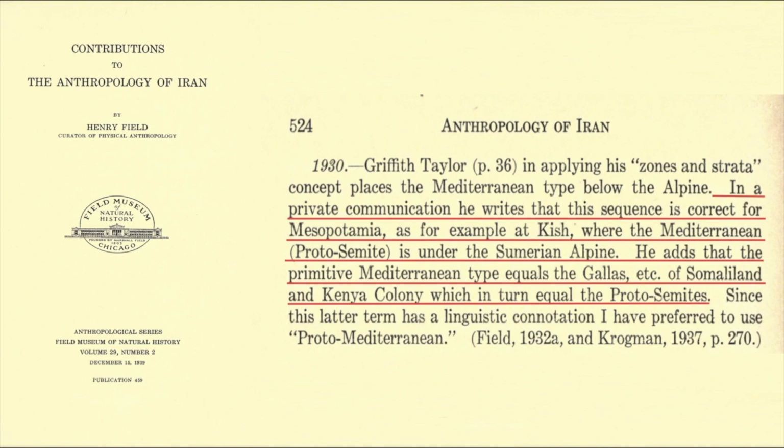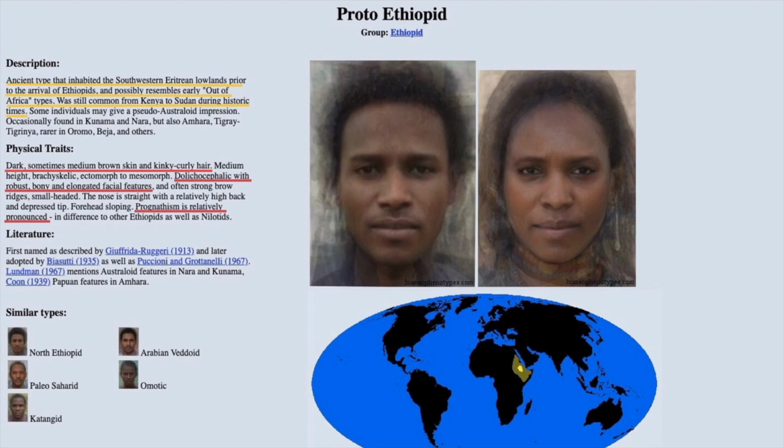the primitive Mediterranean type equals the Galas, etc., of Somaliland and Kenya colony, which in turn equals Proto-Semites. So basically, Proto-Semites from their remains look like people from Gala or the Galas from Somaliland and people in Kenya. This is what Proto-Semites look like according to the remains.